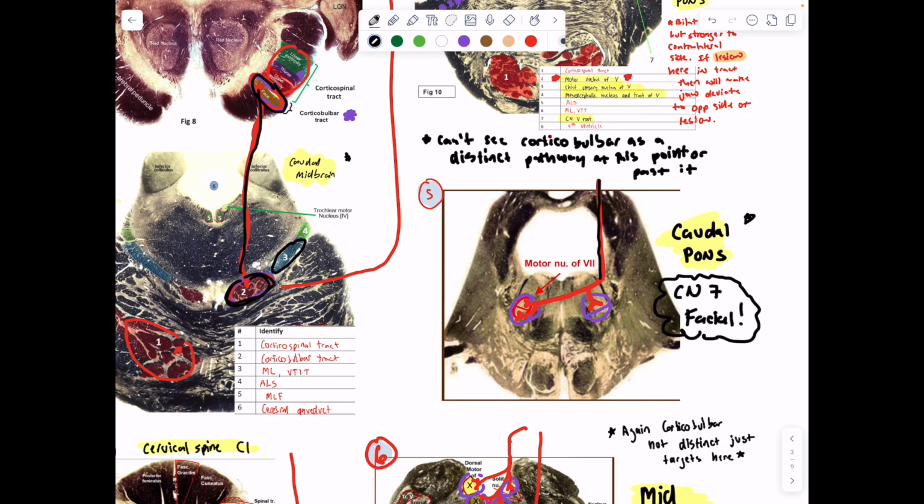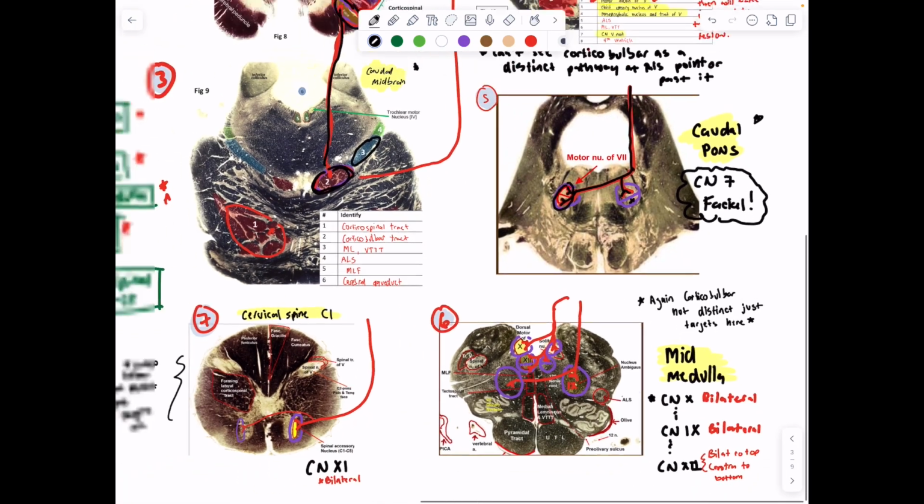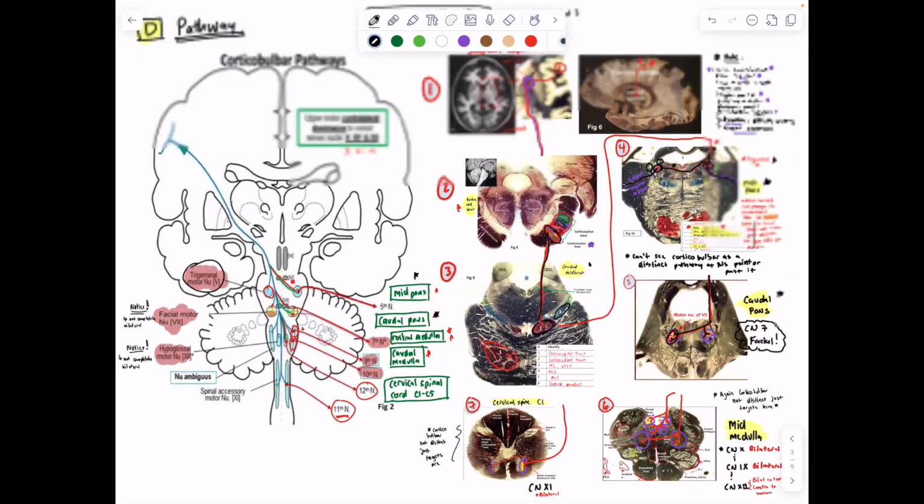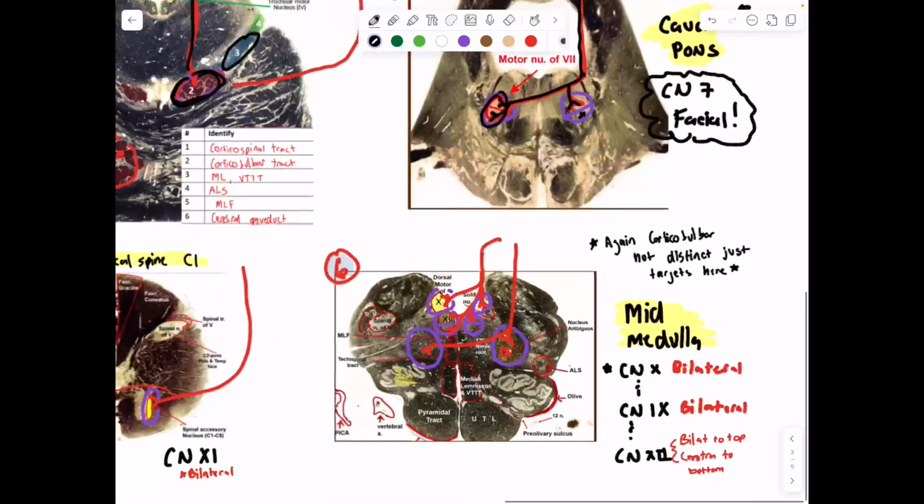Coming down, again, we can't see the axons. There's no bundle that's corticobulbar anymore, but we just know where their targets are. So we have the motor nucleus of 7 right here, and contralaterally we have top and bottom innervated, and ipsilaterally we only have top and not bottom. Okay, that's facial. Caudal pons, facial. All right, moving on, we get mid-medulla.